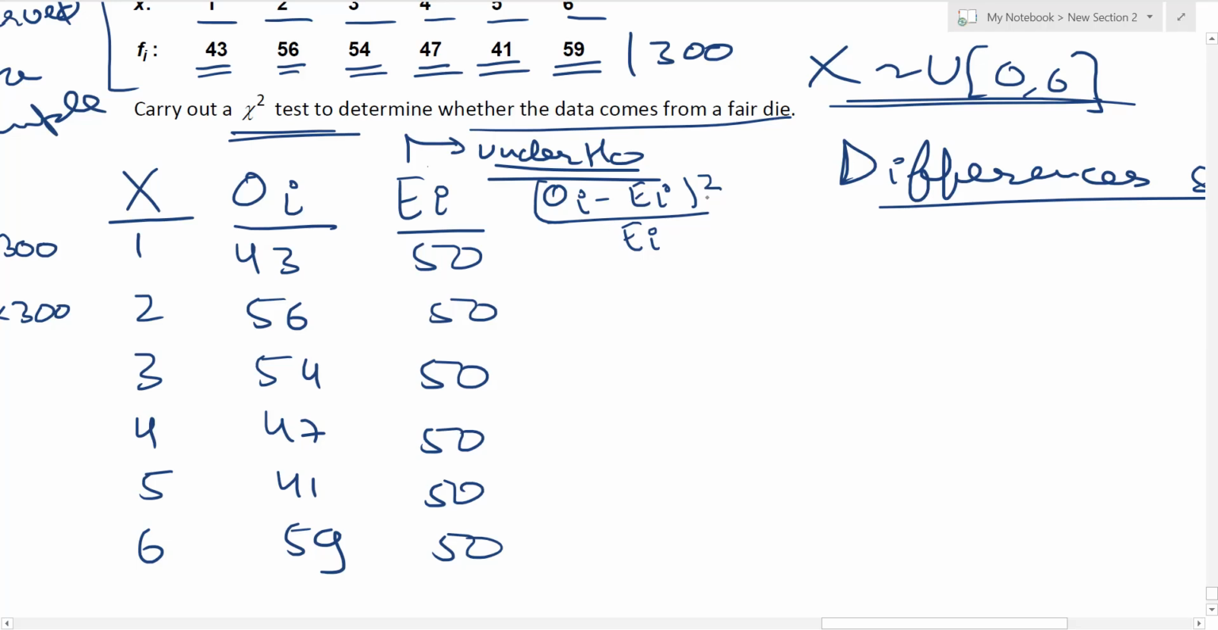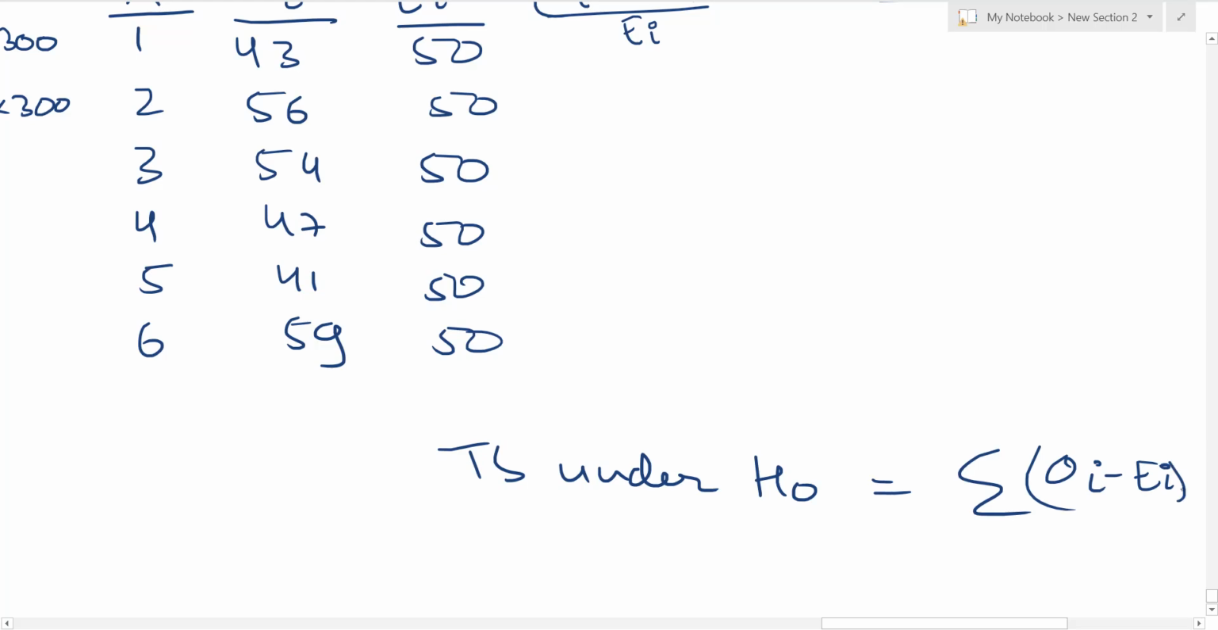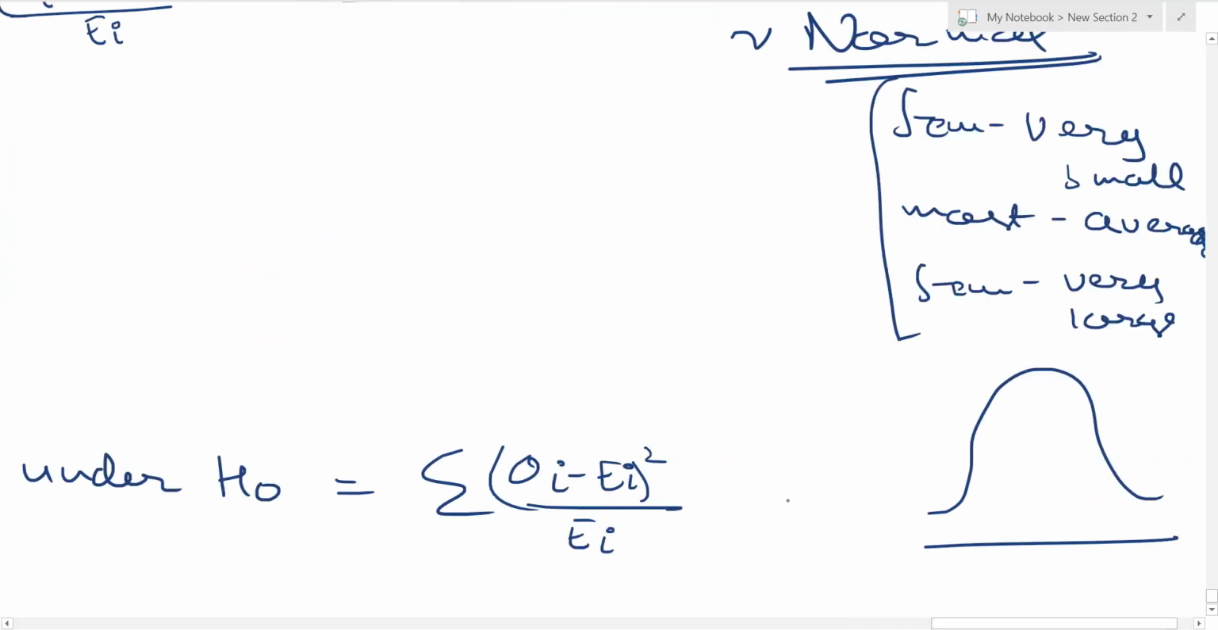So OI minus EI whole square divided by EI, this is our test statistic, and we take a sum of it. Our actual test statistic under H naught is equal to the sum over OI minus EI whole square divided by EI. This has a chi-square distribution with degrees of freedom, I'll talk about it. Let's call it nu. So nu degrees of freedom. This is my test statistic.